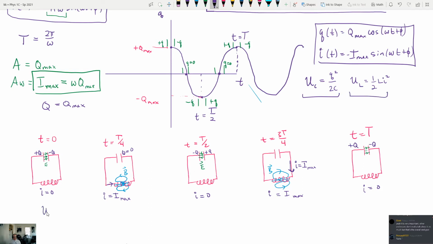Here you have all the energy in the capacitor. Here you have all of your energy in the inductor. Back to energy in the capacitor. Back to energy in the inductor. And it goes back and forth and back and forth. They just trade energy back and forth with each other.